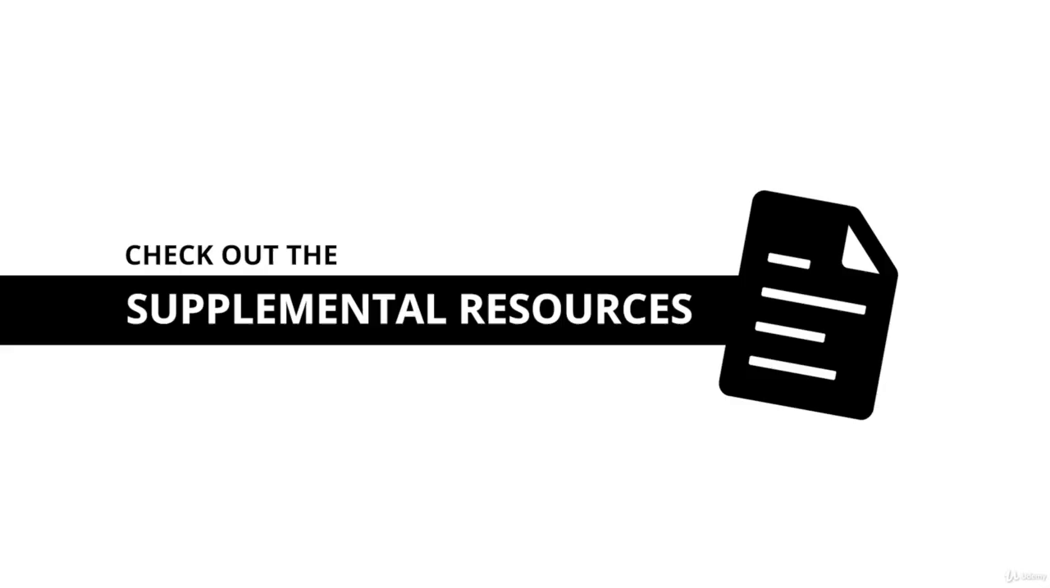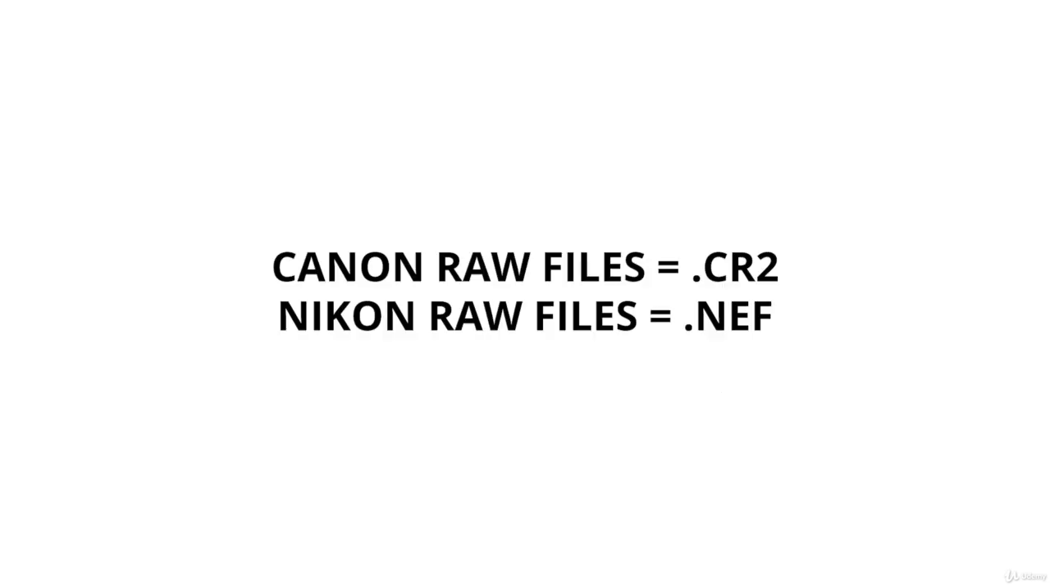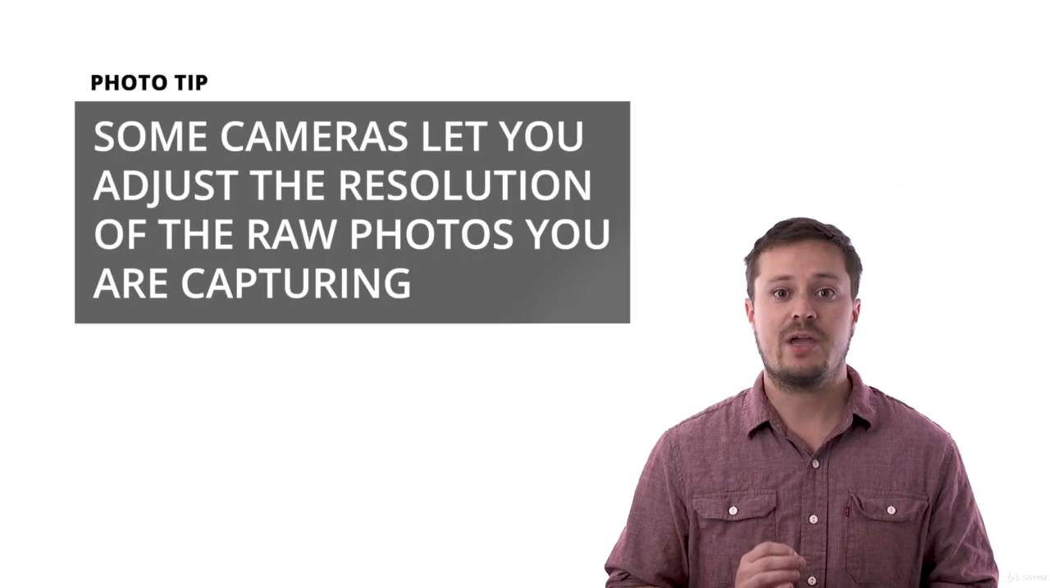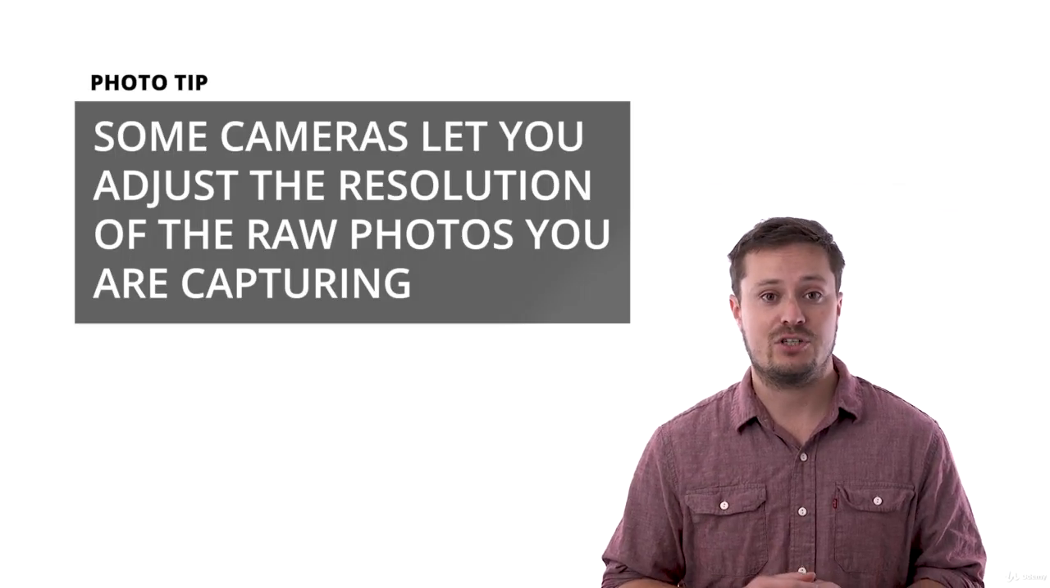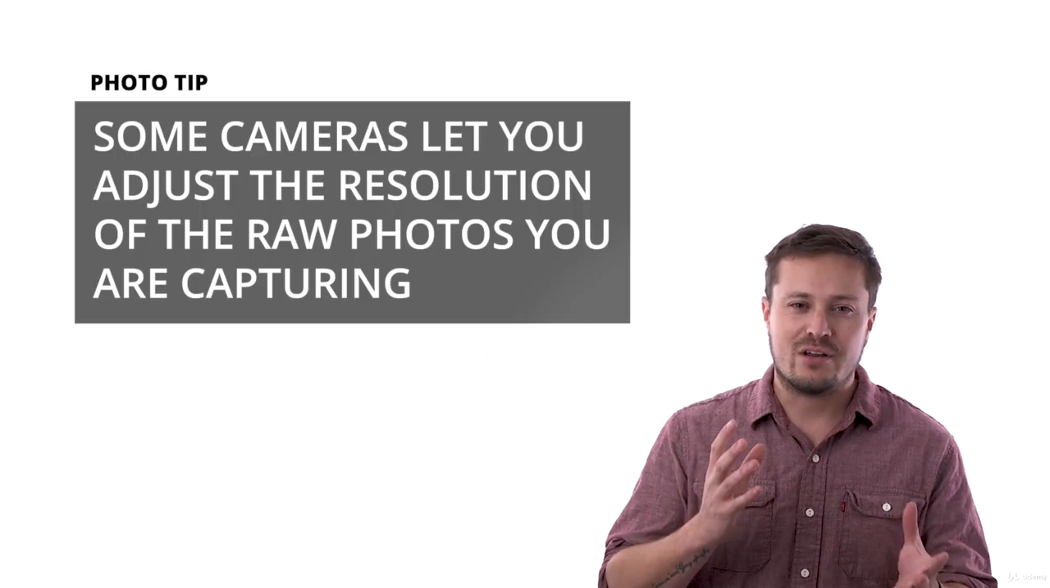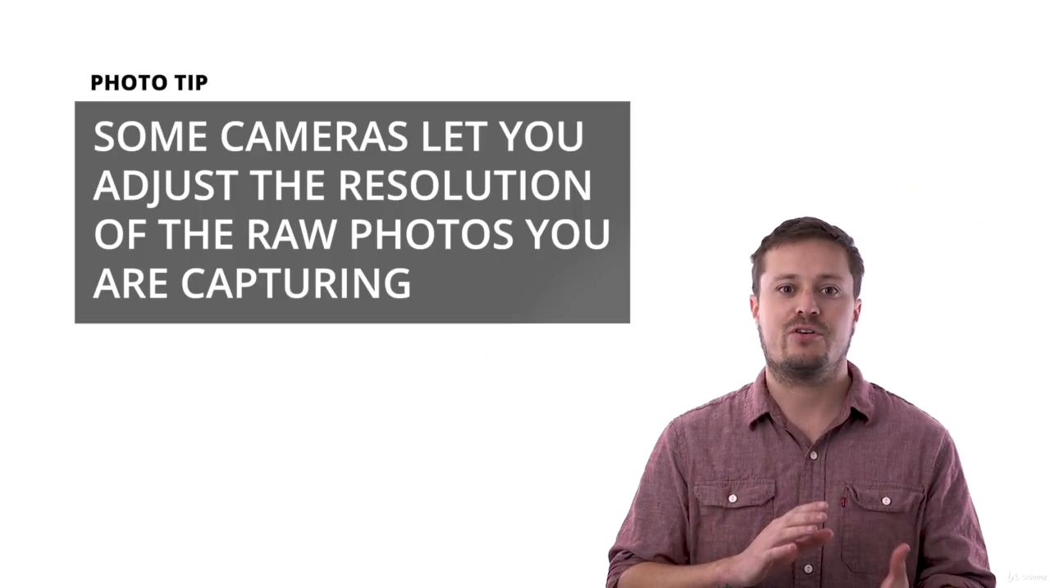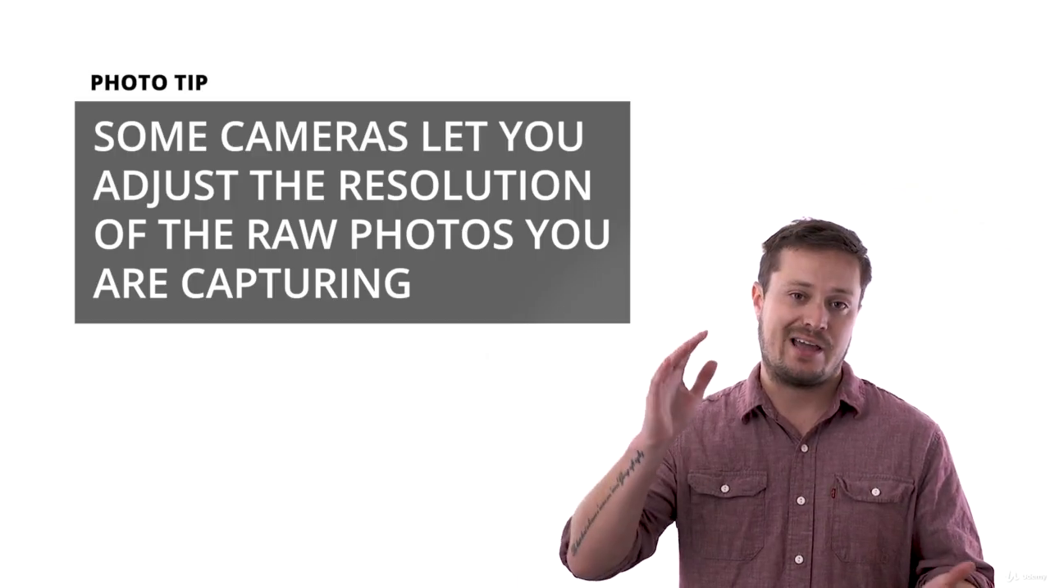RAW images will be bigger in file size and also look a bit flat out of the camera, which means less contrast and less saturation. We'll include a link to the supplemental resources of this section with a list of all the different RAW file types. For example, Canon RAW files are .cr2 files, while Nikon RAW files are .nef. Some cameras offer different sizes of RAW images. This doesn't affect the quality or compression, but the resolution of your image, the pixel width and the height.